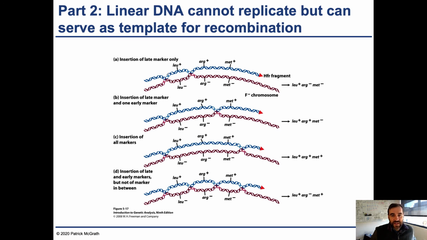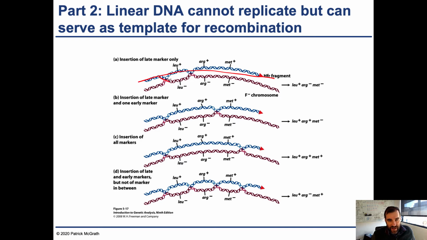So again, you have this Hfr fragment, so I'm showing you the location of 3 genes, and the assumption is that these 3 genes have different alleles in the recipient. So on the recipient chromosome, you have Leu minus, Arg minus, and Met minus. And then on this Hfr fragment of linear DNA, you have Leu plus, Arg plus, Met plus.